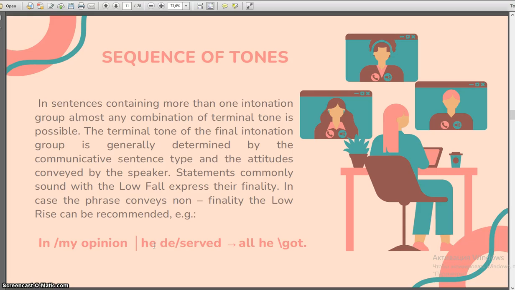Statements commonly sound with the low fall to express their finality. In case a phrase conveys not finality, the low rise can be recommended. For example: In my opinion, he deserved all he got.